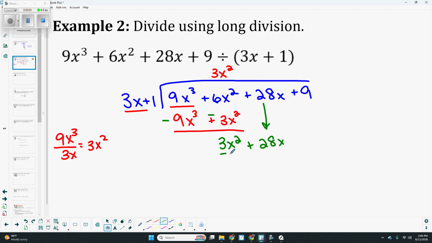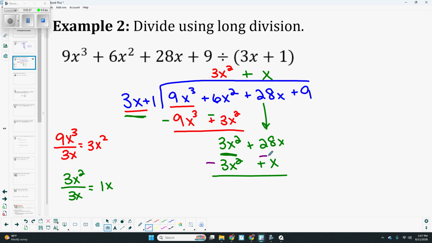And again, I'm going to take the first term and the first term, and I'm going to divide those. 3x squared divided by 3x. So 3 over 3 is 1, and x squared over x is x. So this is just plus 1x. Now I'm going to distribute. x times 3x is 3x squared. x times 1 is x. And once again, we are going to subtract. So 3x squared minus 3x squared is gone. 28x minus 1x is 27x, and we will bring down the plus 9.